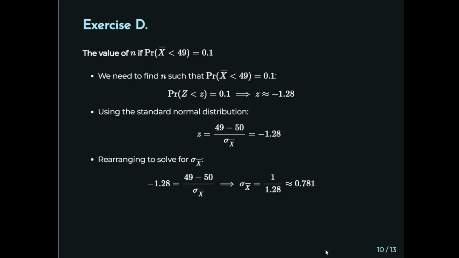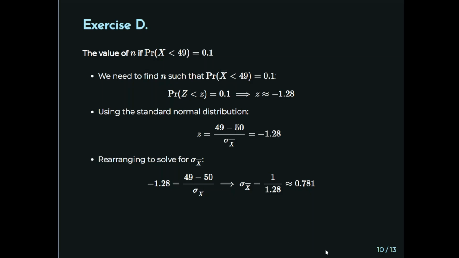Okay, the value of n if the probability of x bar being less than 49 is 0.1. So we're going to use a lot of the same approach from the last question. We're just requiring different outputs in this case. So we need to find n such that the probability of x bar being less than 49 equals 0.1. So essentially what we need is a z-score that works out as 1.28, or minus 1.28, I should say. So it's the complement of the z-score we used in exercise C, in other words.